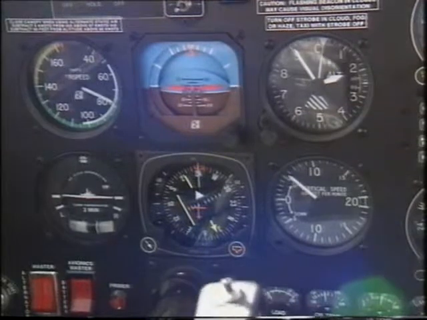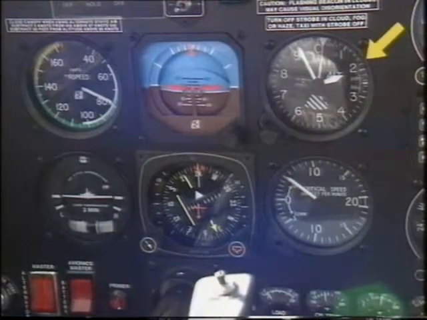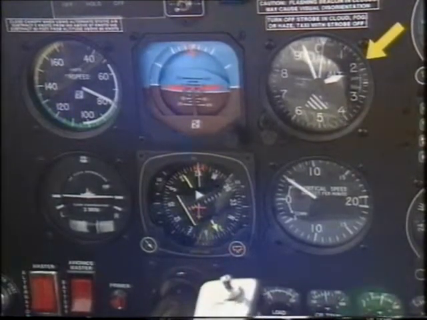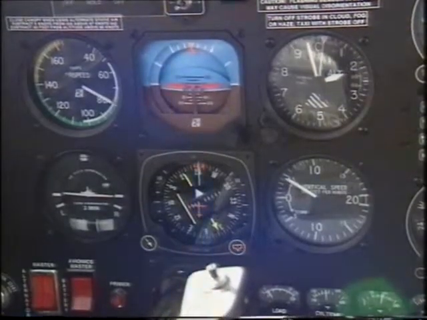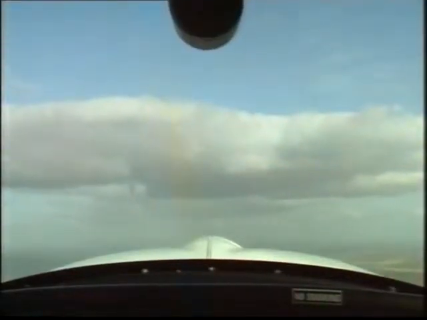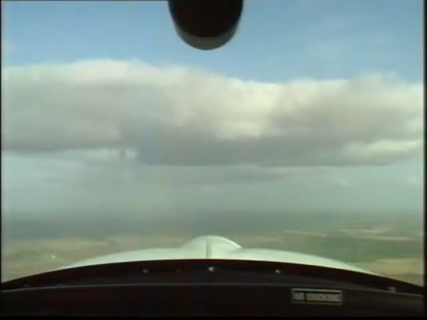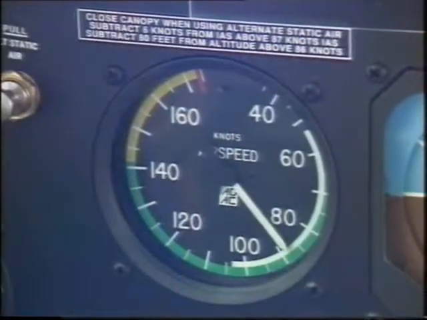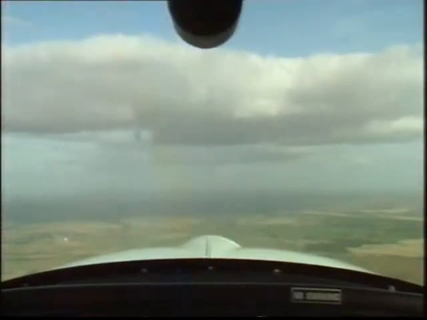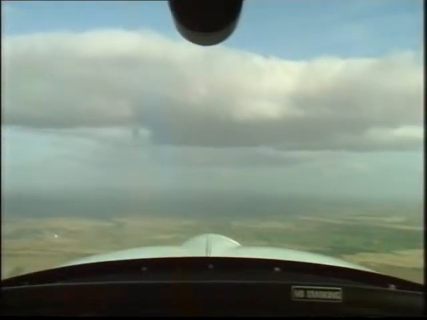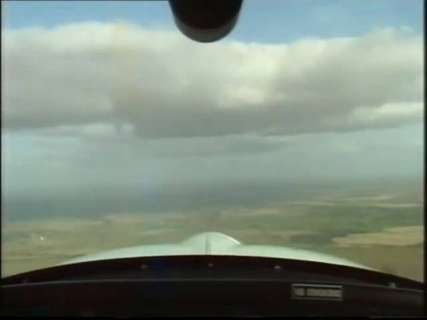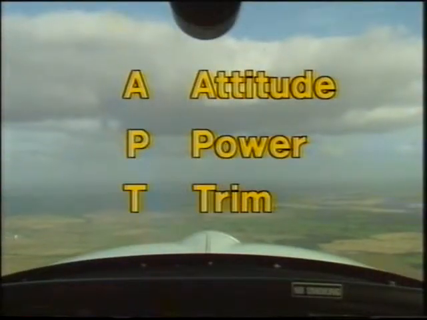So here we are, climbing up to 2,000 feet. And as we approach the required altitude, I reselect the level flight attitude, hold the attitude as the speed increases, reselect the level flight power, which we knew before to be 2,000 RPM, maintain the attitude, and trim. Attitude, power, trim.